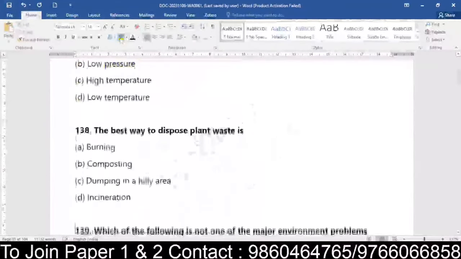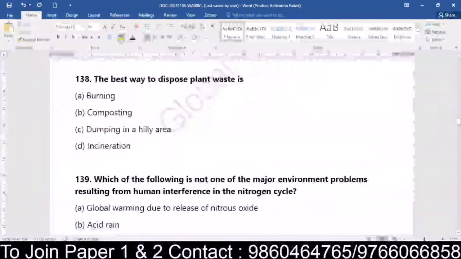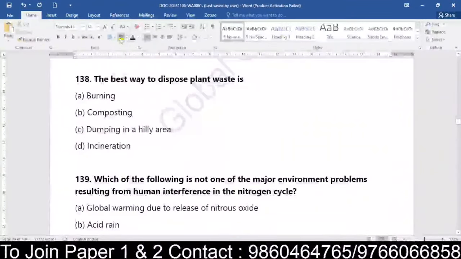Yes, coming to question number 138. The best way to dispose plant waste. So if you are disposing the plant waste, the best way is what? Burning, composting, dumping in a hilly area, or incineration. So the best way to dispose the plant waste is burning, composting, dumping, or incineration.